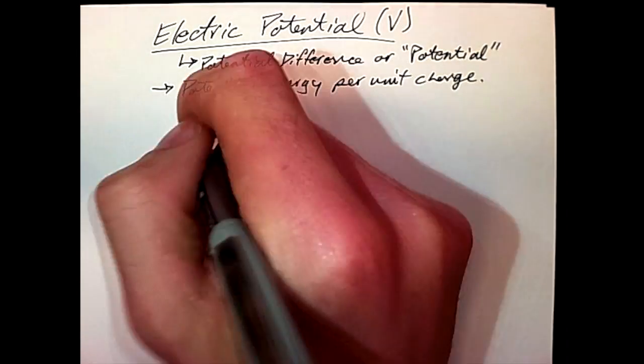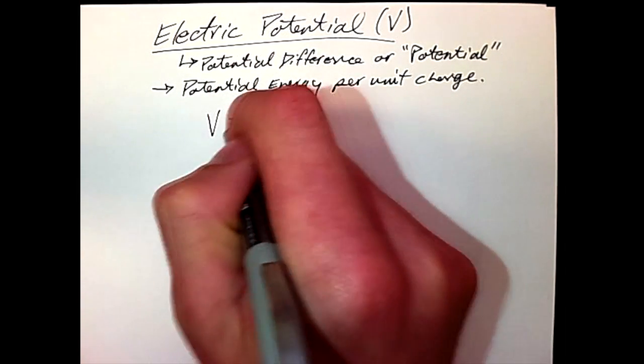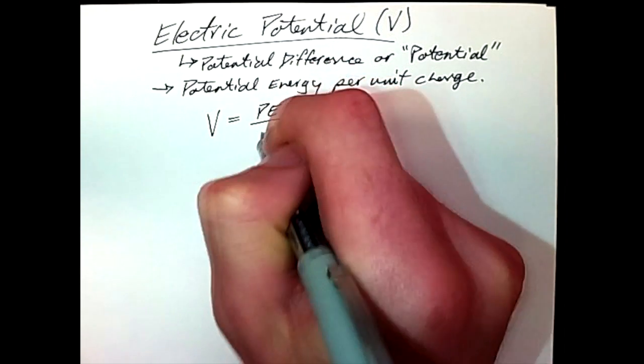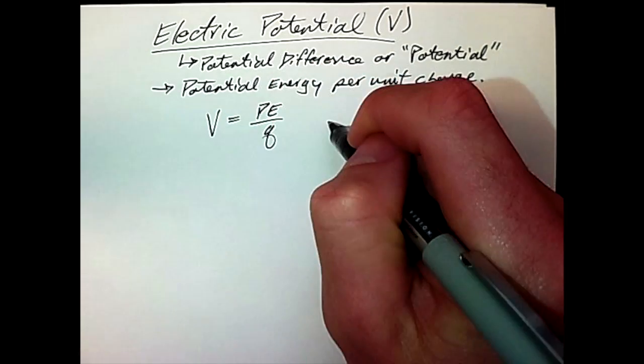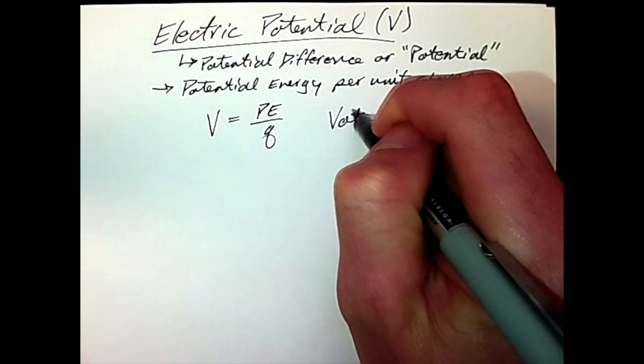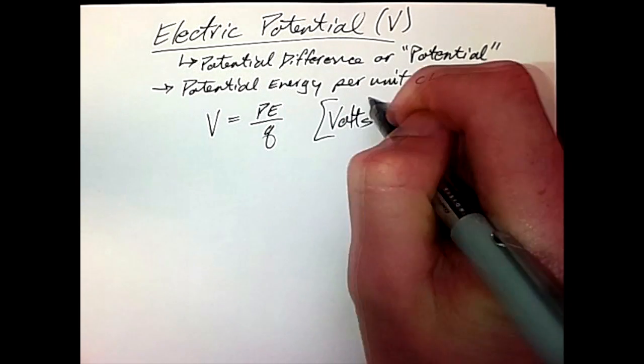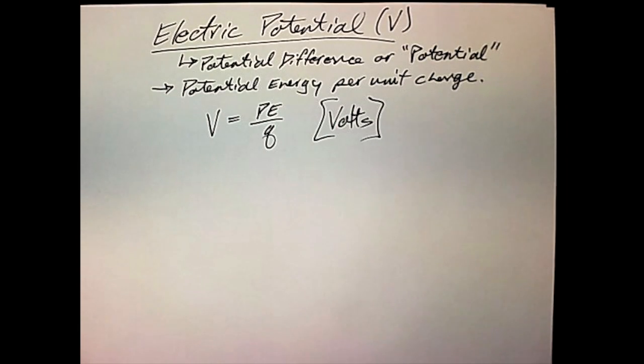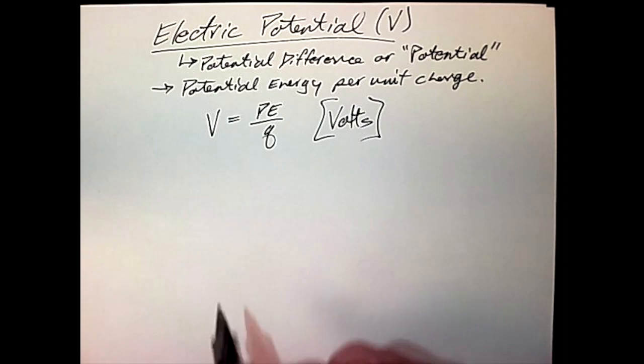And so voltage is simply the potential energy per unit charge. This is measured in volts, as described in Ohm's law, but has important implications for some of the other terms that we'll be discussing or have discussed here in electricity.